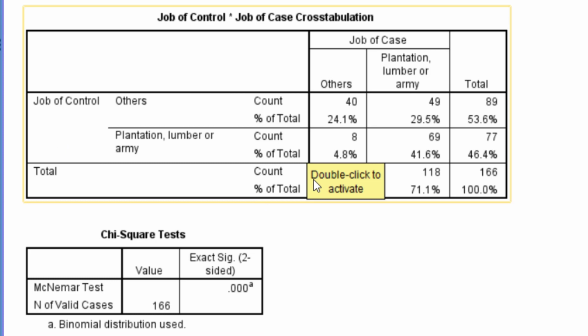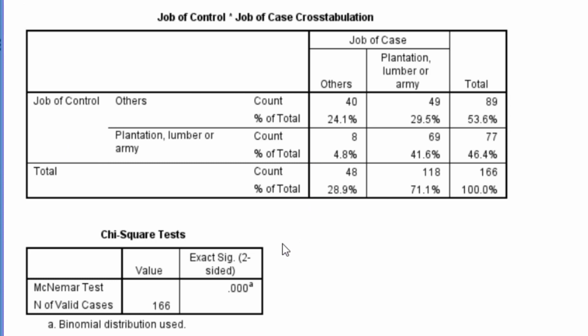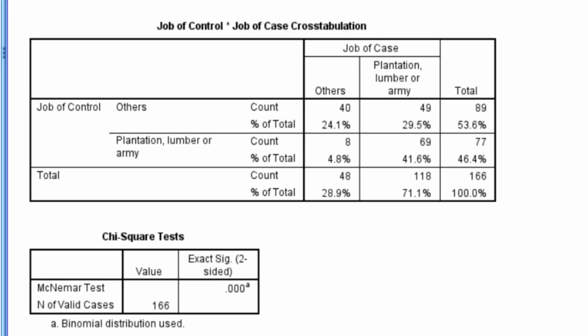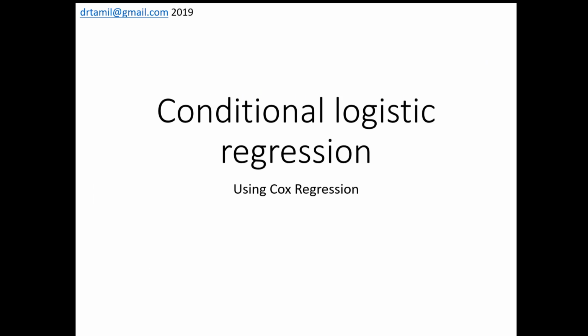How do you control for other variables? Then we do the conditional logistic regression. But as I said just now, some of you are not using one-to-one, some of you are using one-to-many, or you have more than one control for every one case. So you cannot use multinomial logistic regression. So you would like to do it using the Cox regression.